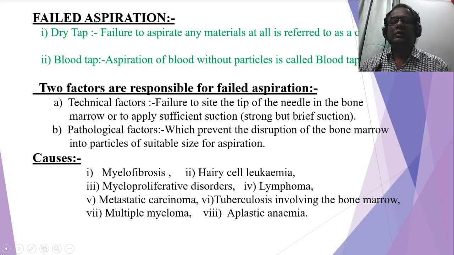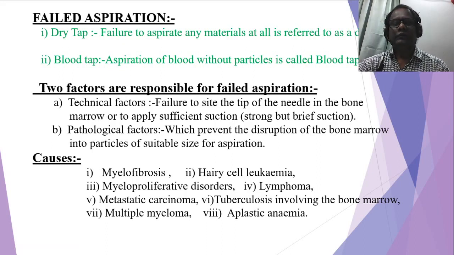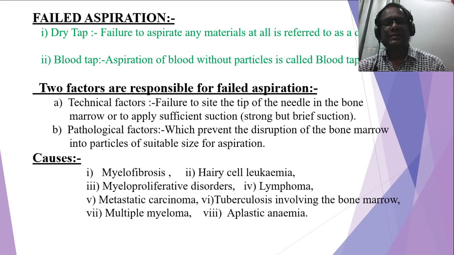Dry tap means the absence of any particles or any materials. Blood tap, only aspiration of blood without particles, is called blood tap. Two factors are responsible for failed aspiration. One is technical factors: failure to place the tip of the needle into the bone marrow or to apply sufficient suction. Pathological factors are the most common factors, which prevent the disruption of the bone marrow into particles of suitable size for aspiration.